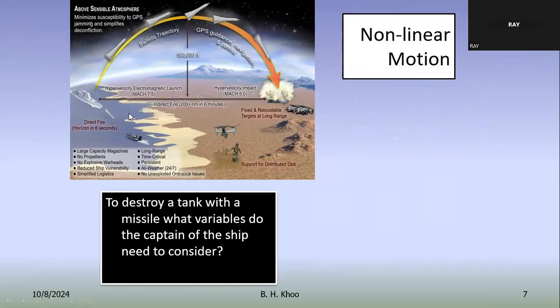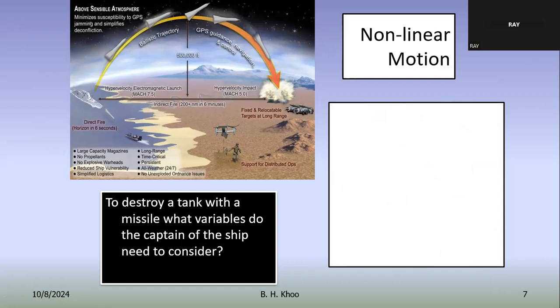Right, your ship fires a ballistic missile. So the captain has to decide what variables he needs to destroy the tank. Distance. You need to know the horizontal distance, we call the range. Anything else? Air resistance. Air resistance, good.